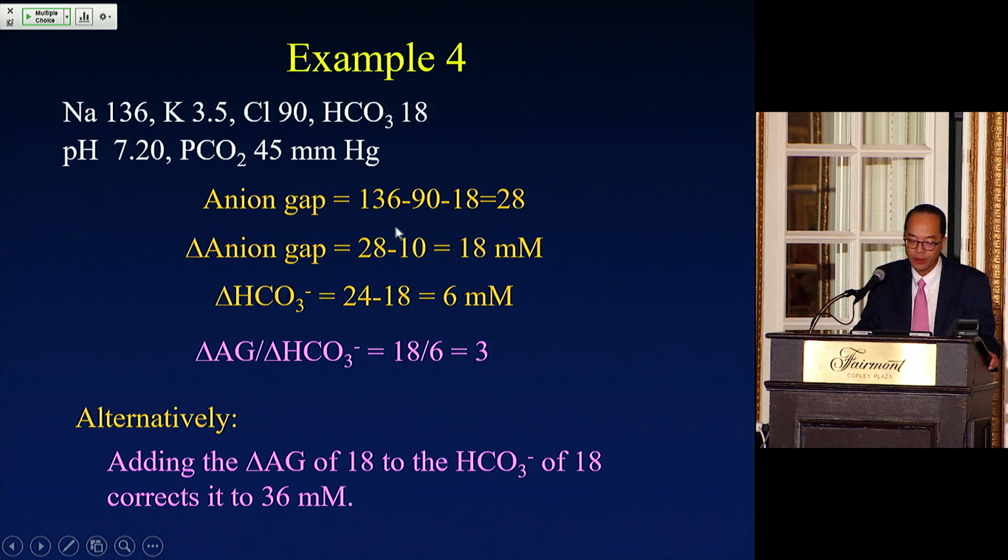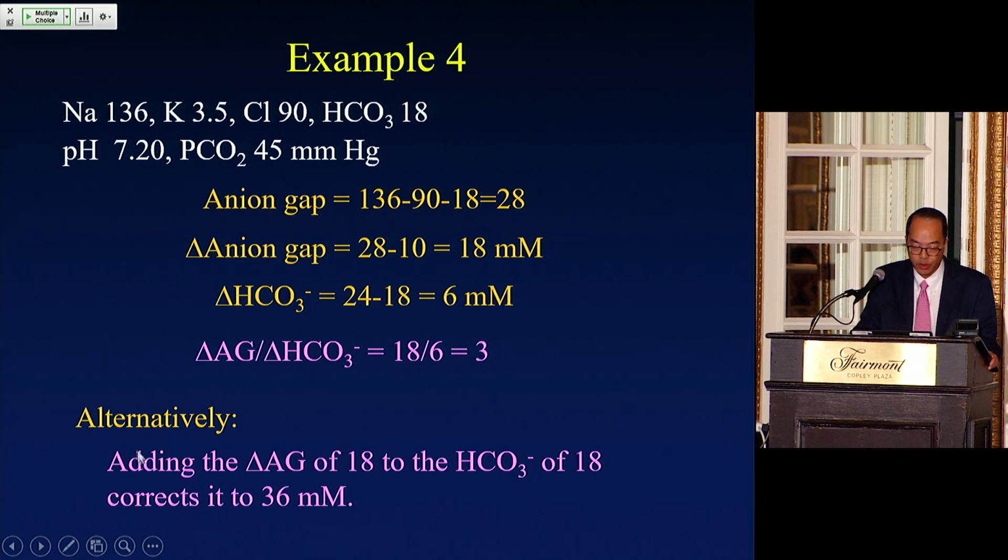So here's how we calculate the delta-delta. The anion gap we said was 28. It's supposed to be 10, so delta anion gap is 18. The bicarb is 18. It's supposed to be 24, so the delta bicarb is 6. Delta-delta is 18 over 6, which is 3.